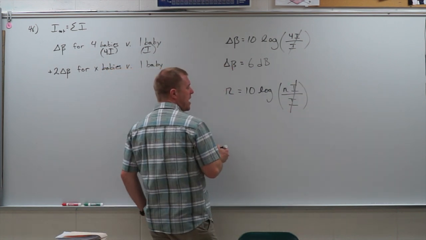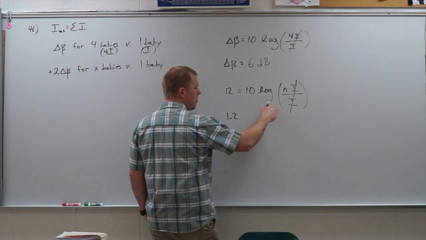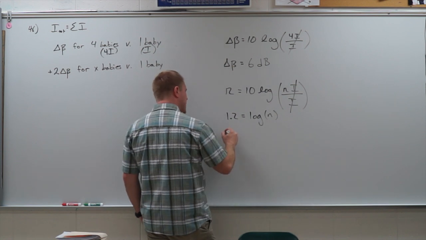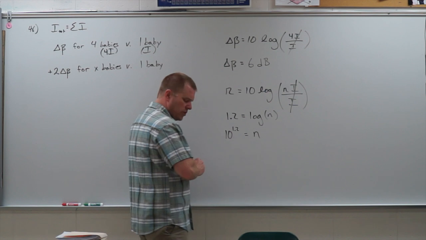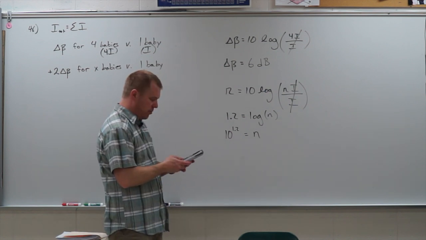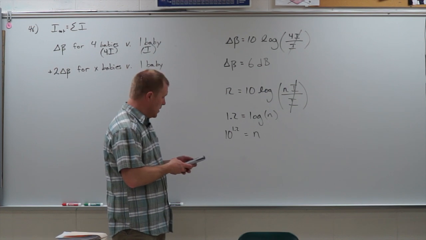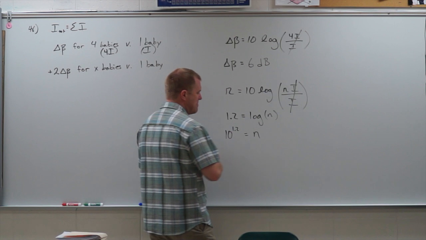So I get rid of those I's, divide the 10 over, so I have 1.2 equals the log of n. To get rid of that log, remember we have to do that exponent thing, so 10 to the 1.2 will equal n. So if I type in 10 to the 1.2, and I stored that number, you get 16 babies.